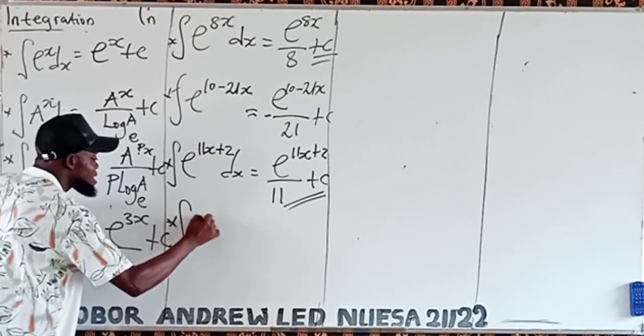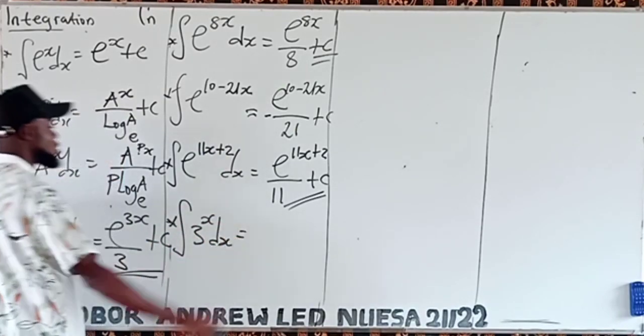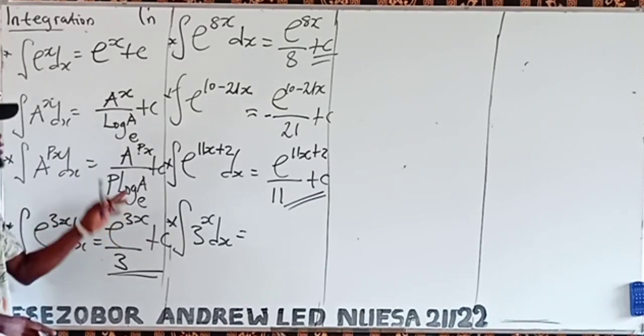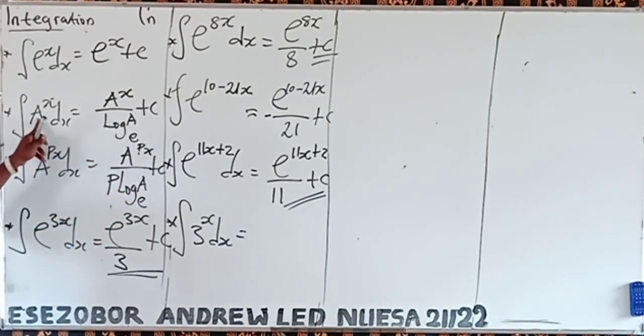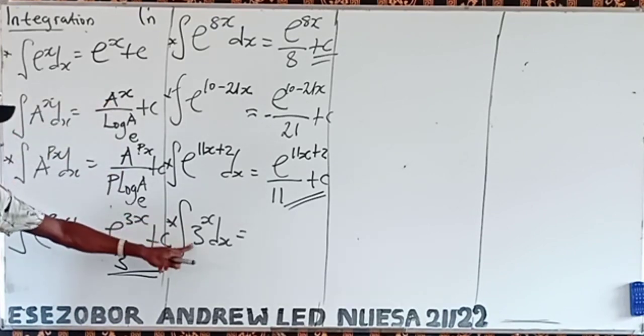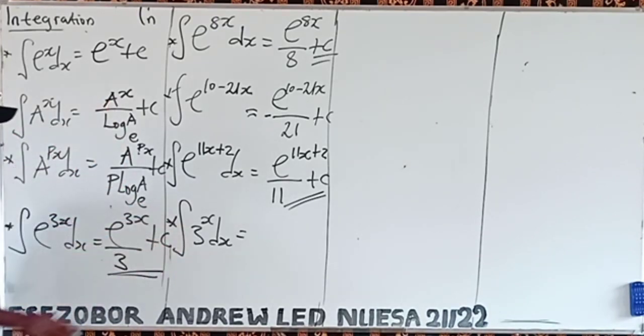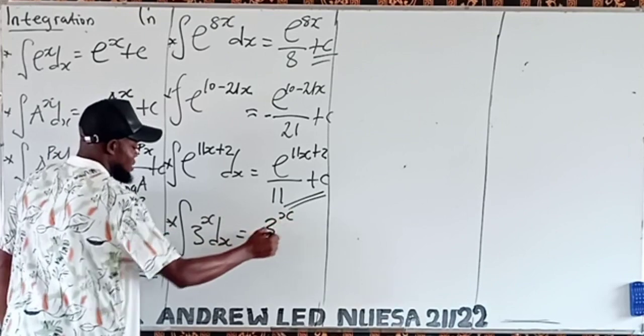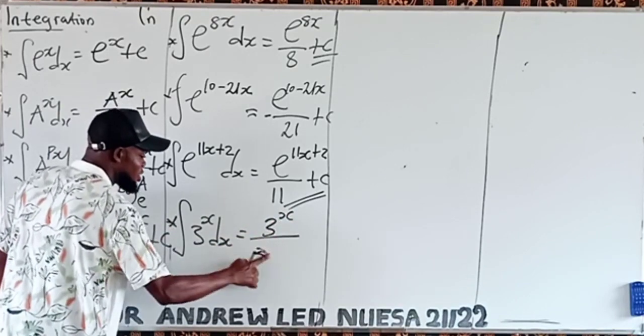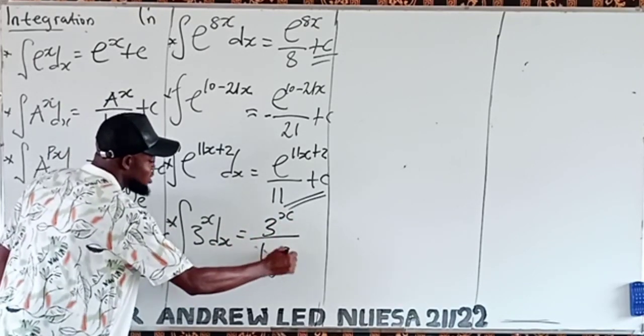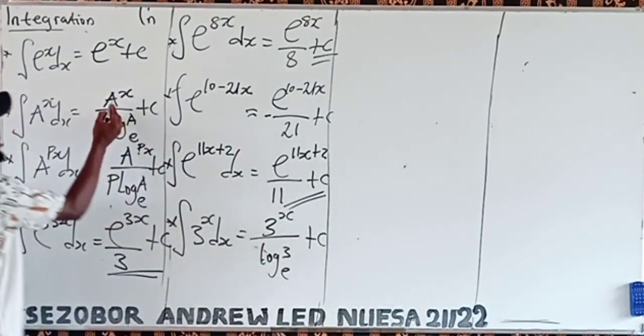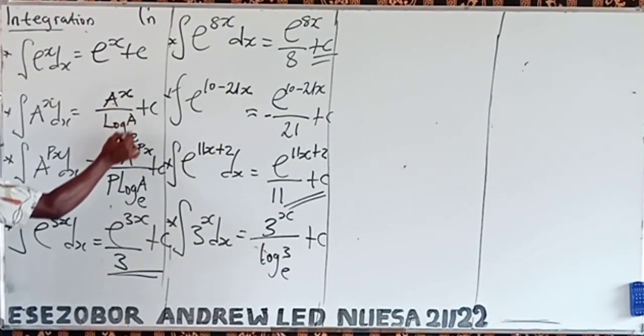What about integral of 3 raised to power x dx? What am I going to have there? You have to do it like this. Remember this rule: a raised to power x divided by log a to base e. What is a there now? A is 3. So I'm going to have 3 raised to power x all over log 3 to base e plus c. a raised to power x all over log a to base e plus c.